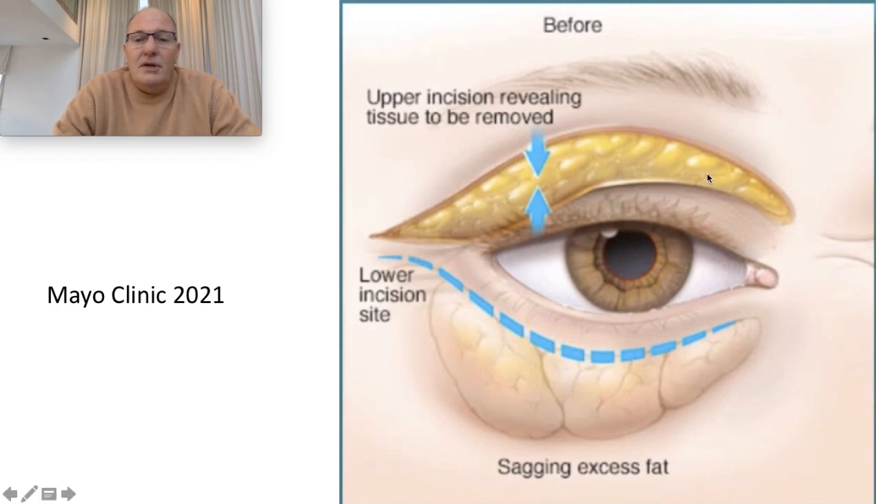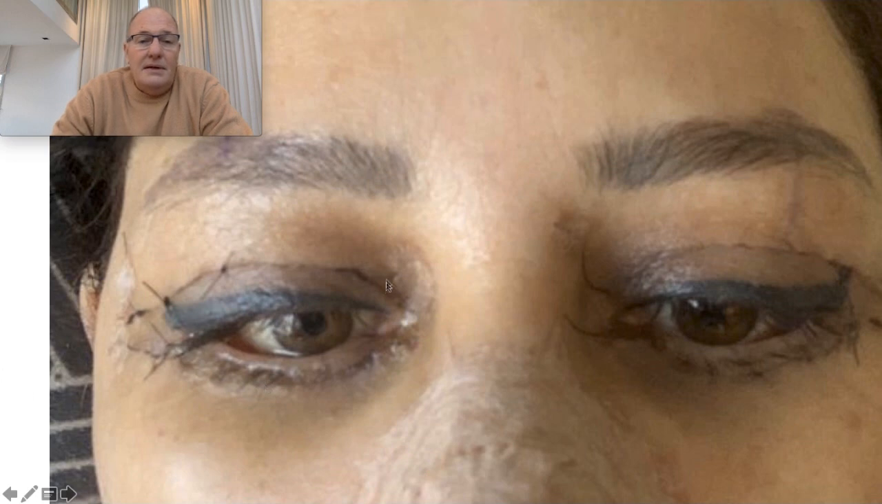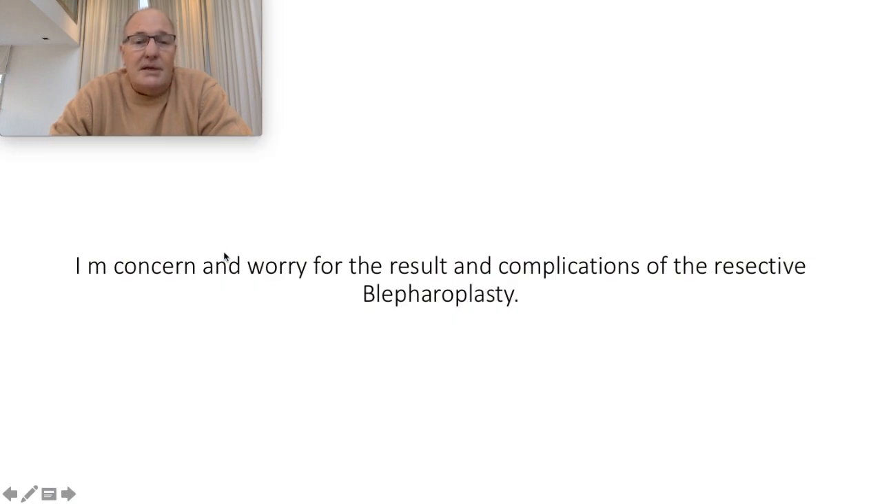This is the conventional resective blepharoplasty of the upper eyelid, and this is the lower eyelid. The result of this technique is a big resection, not only of the upper eyelid but also of the eyebrow skin, with this long scar. This is a patient who was operated on in the United States. As you can see, the scar, the resection of the upper eyelid and the eyebrow skin.